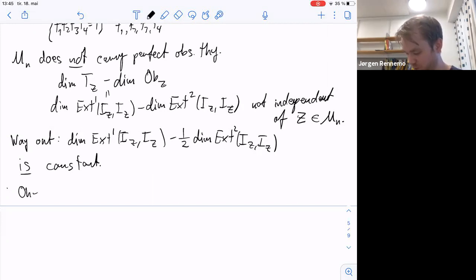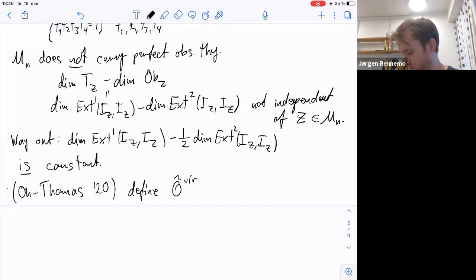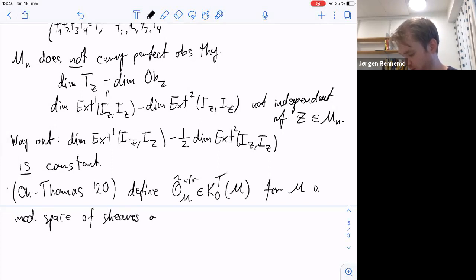And by people I mean Oh and Thomas, so this is last year, they define, in a general setup, a virtual class in equivariant K-theory, some class in equivariant K-theory for M a moduli space of sheaves on Calabi-Yau fourfolds.